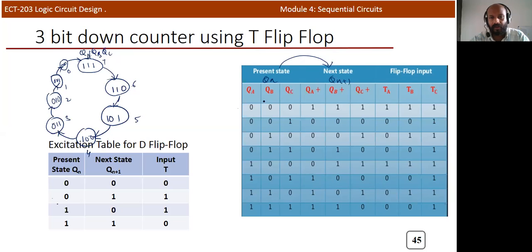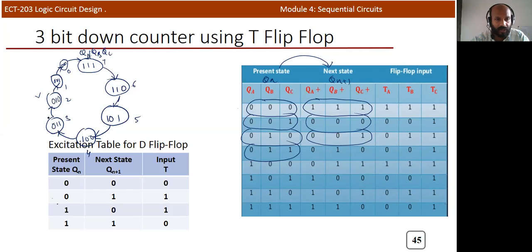Okay. And once you get the 0 0 0 state, what will be the next state? So from the state diagram, we know that if it is 0 0 0, the next state is 1 1 1. Okay. So this we can obtain from this particular state diagram. And if the state is 0 0 1, next state is 0 0 0. Okay. From the state diagram. If it is 0 1 0, next state is 0 0 1. And if it is 0 1 1, that is 3 actually, next state will be 2.